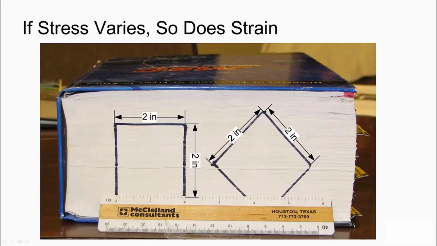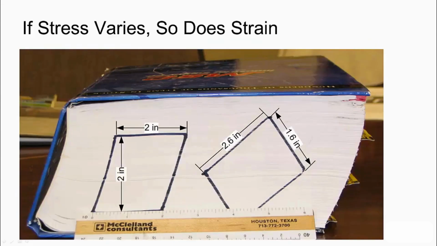Take for instance the book shown here. We have drawn a square element that is 2 inches by 2 inches, one oriented with the book on the left and one oriented 45 degrees to the plane of the book on the right. Now if we apply a shear deformation to this book by sliding the two covers parallel to each other, we would get the following deformation.